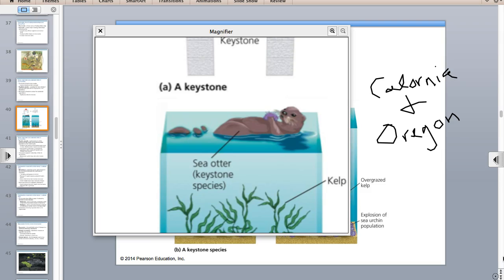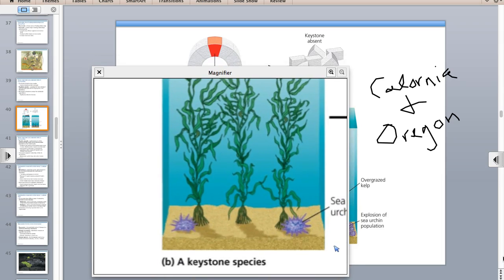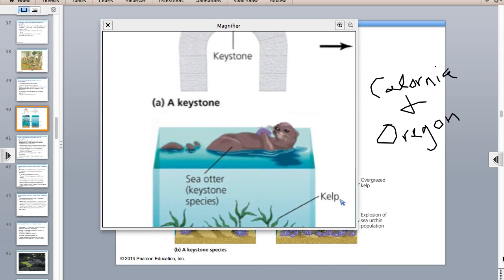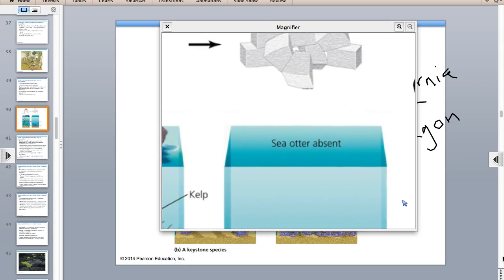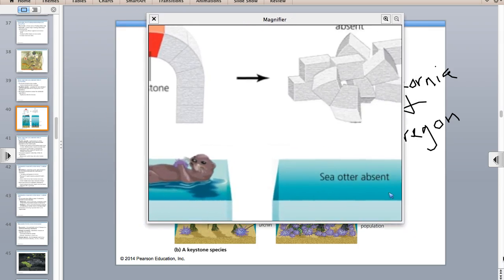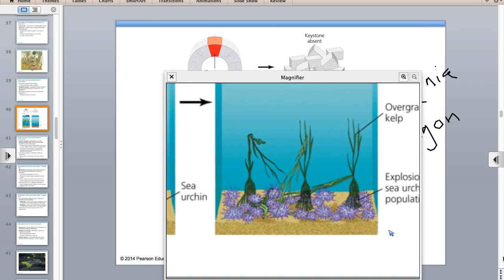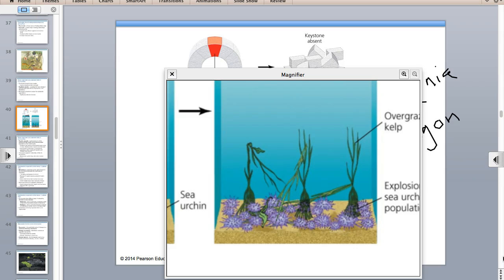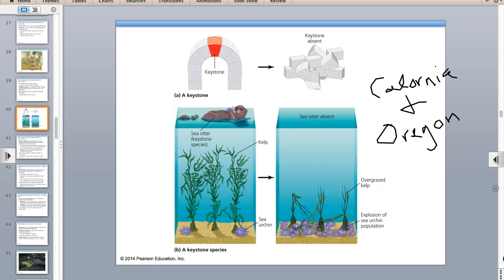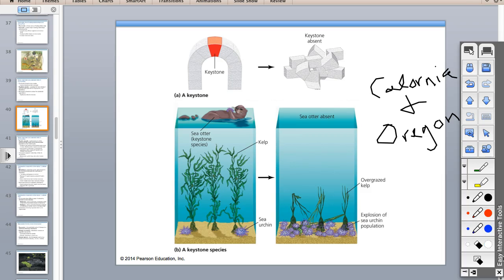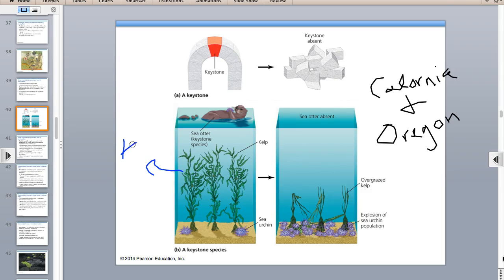They live off the coast of California and Oregon, and so what they end up doing is they eat the sea urchins. If they're not there, what ends up happening? The sea otter, when they're not there, the sea urchins go a little too crazy, and they eat all the kelp forest. So this ecosystem is actually called a kelp forest. That's the name of the ecosystem that they are keystone species of.